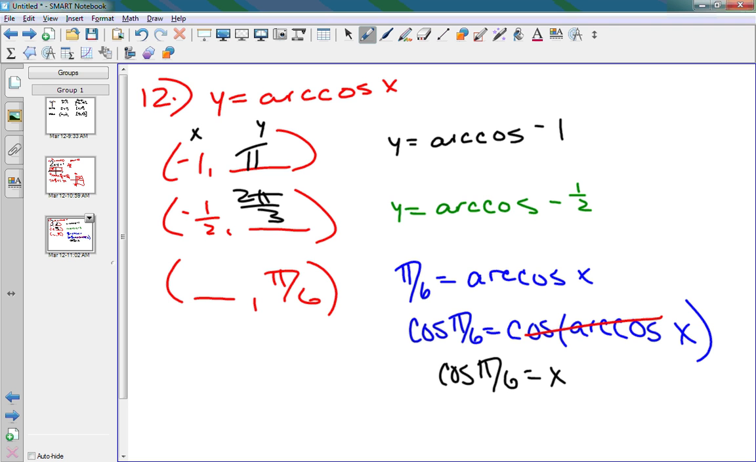So what is the cosine of pi over 6? Answer the clock. Square root of 3 over 2. Square root of 3 over 2. Do we understand that? Yes or no for number 12? It was very simple. It wasn't a big deal on that. Just 3 separate problems.